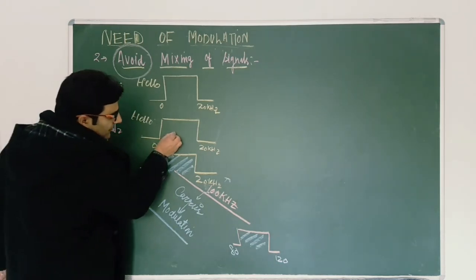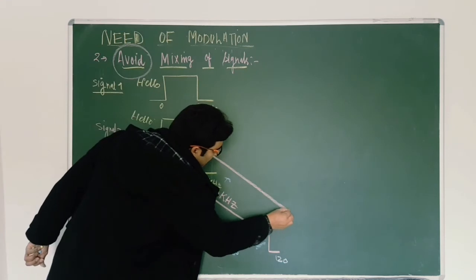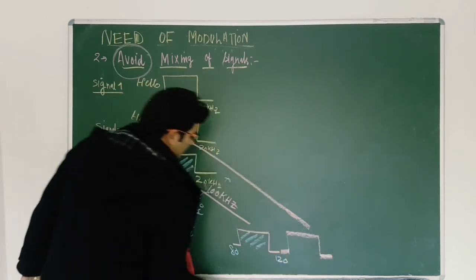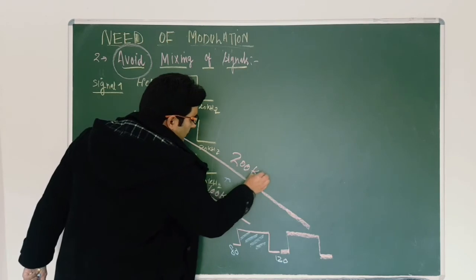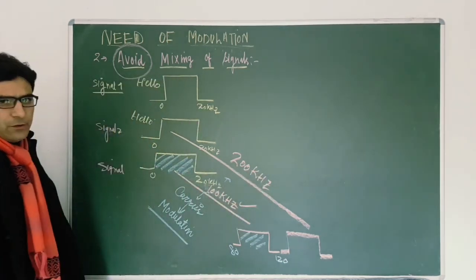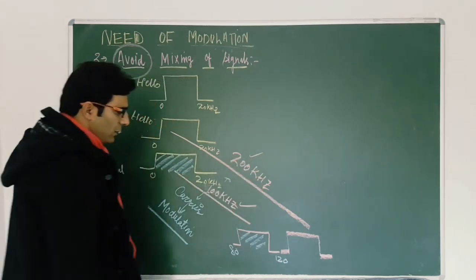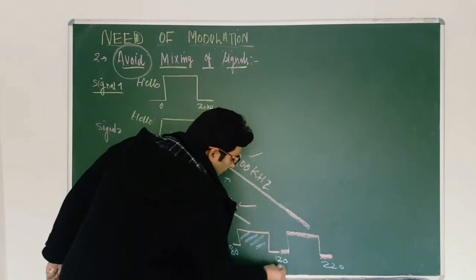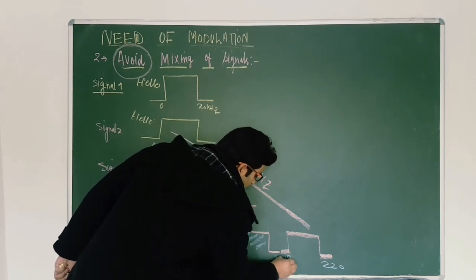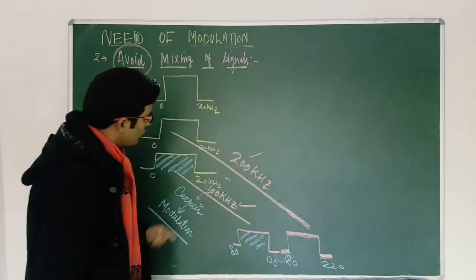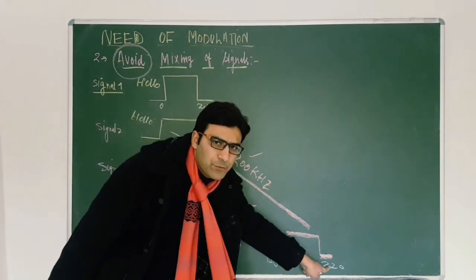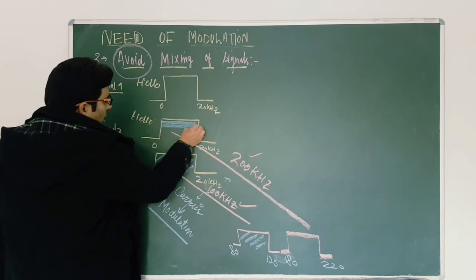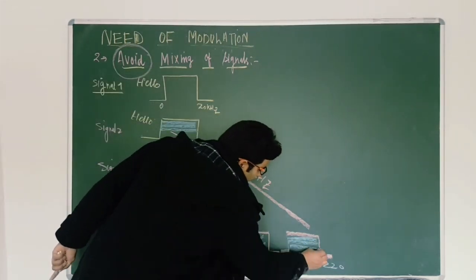Now we will provide a separate carrier, one more carrier, to the next signal. Suppose we provide a carrier equivalent to 200 kilohertz. For this signal we have provided a 200 kilohertz carrier. 200 kilohertz means that it will become 200 plus 20, that is 220, and 200 minus 20, that is 180. Suppose we have transmitted this signal in the communication channel as well.